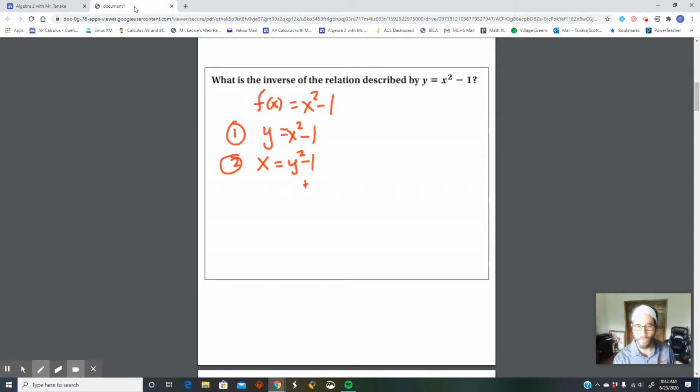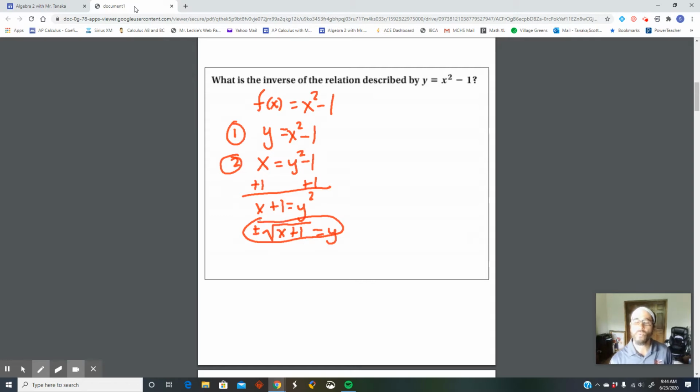How would I do that? Well, we would add 1 to both sides, and then we would get x plus 1 equals y squared. And then remember, how do I get rid of that little 2 up there? The way I get rid of it is I square root both sides. And remember, that is an even root, so I've got to remember the plus or minus. And then, believe it or not, that would be the inverse.